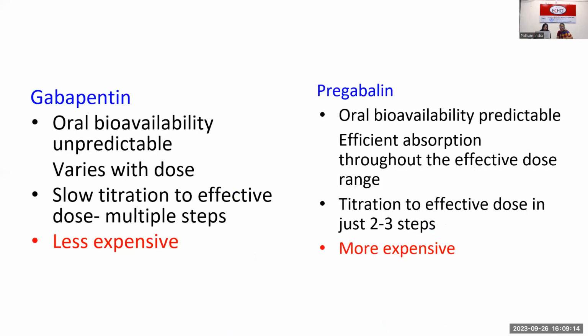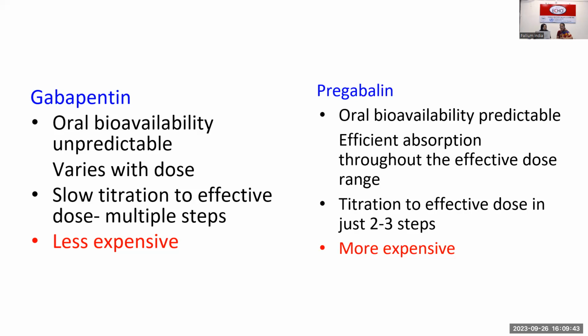Next slide. So this is the difference between gabapentin and pregabalin. For gabapentin, oral bioavailability is unpredictable, whereas for pregabalin, it is predictable. And slow titration is required when you use gabapentin, whereas when you use pregabalin, the titration can be achieved in less time. The main difference is the cost.